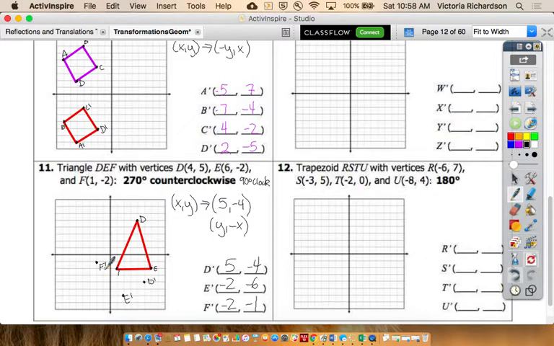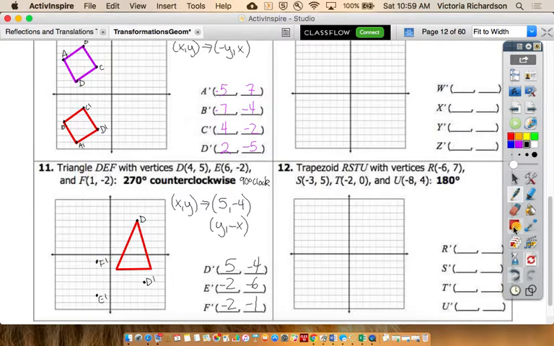So as you can tell, I just did that wrong. So I'm going to try that again. 5, negative 4, so that's positive 5. 1, 2, 3, 4, 5. Negative 1, 2, 3, 4. That's D prime. Negative 2, negative 6 is over here, so I'm going to go 2 to the left and down 6, and that's E prime. And F prime is negative 2, negative 1.